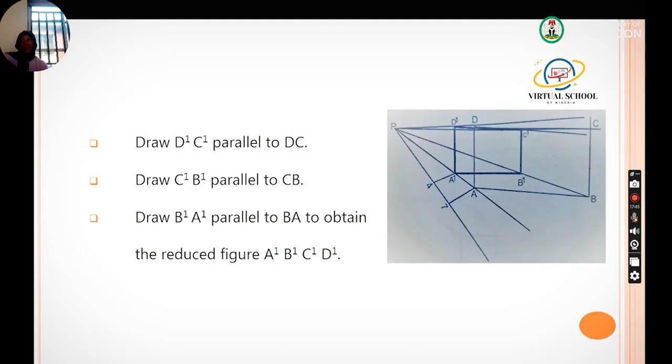Extend this line from point A1 to D. On your point 4, make the point A1, then extend the line upward. That line becomes D1. Draw D1, C1 parallel to DC. D1 and what? C1 parallel to what? DC. So that is what we have here.